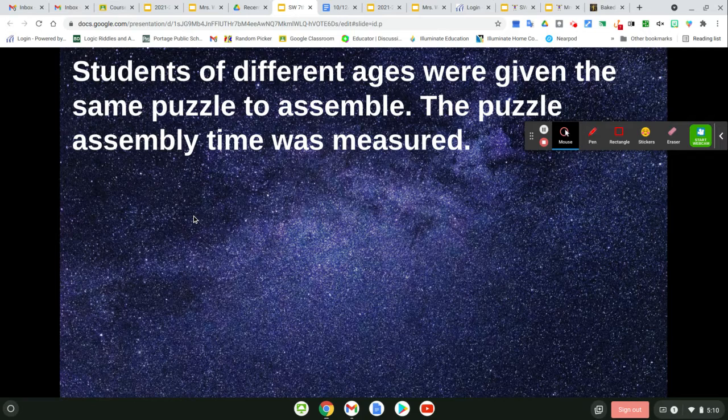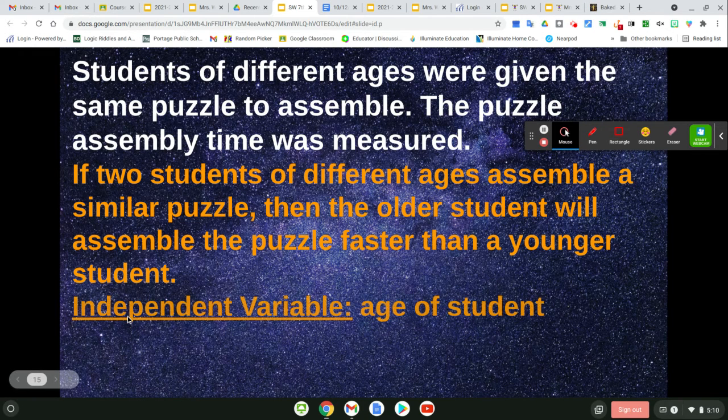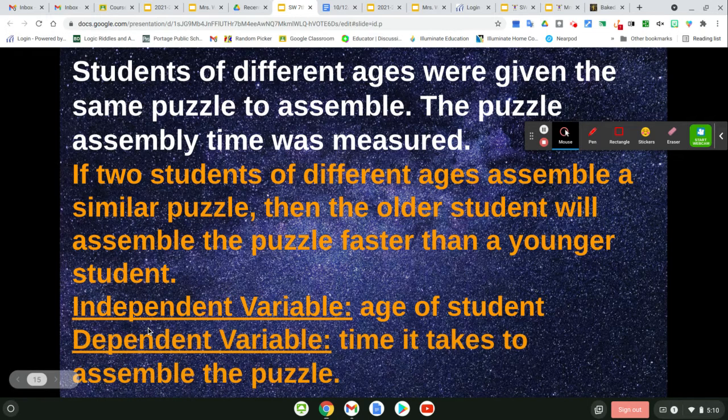All right. So we'll put it into an if-then statement. If two students of different ages assemble a similar puzzle, the same puzzle, then the older student will assemble the puzzle faster than a younger student. Our independent variable, remember, is the if part of the statement. So that would be students that have different ages or age of student. And then our dependent variable is always the then part of the statement. And that would be how fast or the time it takes to assemble the puzzle.